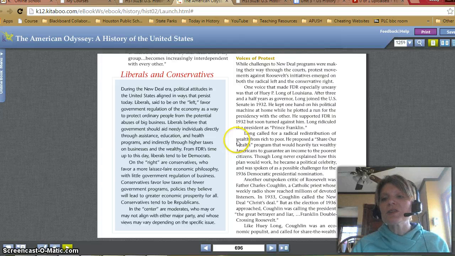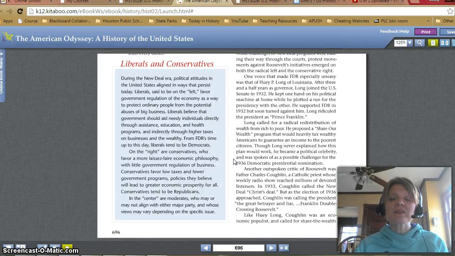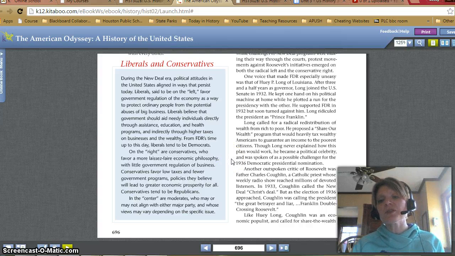Long called for a radical redistribution of wealth from rich to poor. He proposed a Share Our Wealth program that would heavily tax wealthy Americans to guarantee an income to the poorest citizens. Though Long never explained how this plan would work, he became a political celebrity and was spoken of as a possible challenger for the 1936 Democratic presidential nomination.